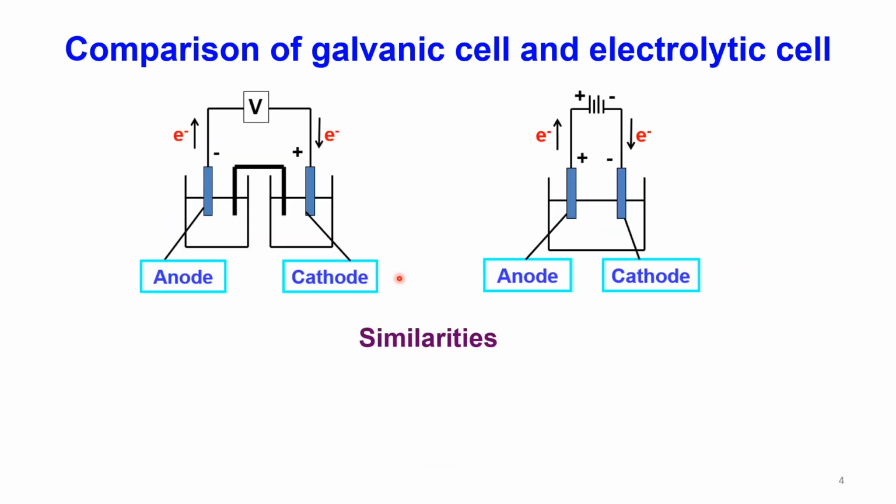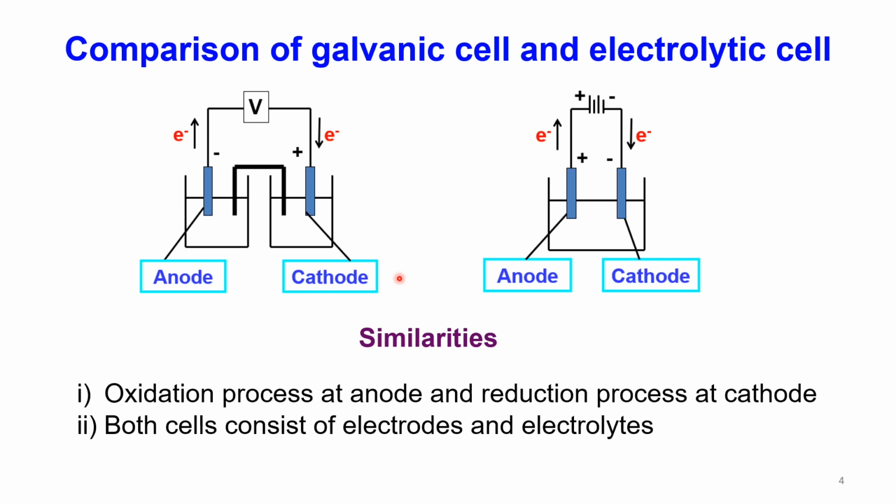Right, so next are the similarities between these two electrochemical cells. First, oxidation is always at the anode and reduction is always at the cathode, so RED CAT is applicable for both galvanic cell and electrolytic cell. Second, both cells consist of electrodes and electrolytes. So how about your answer? Hopefully this comparison will help you to understand these two different electrochemical cells better.